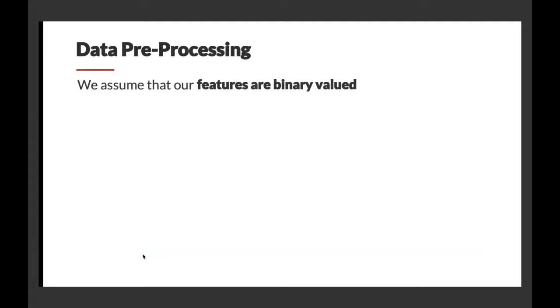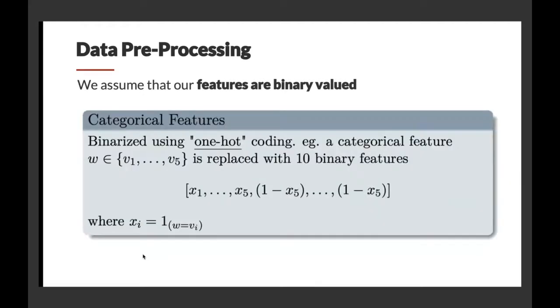And this may seem a little onerous, but there's actually a lot of strategies we can use to transform categorical and numerical data to be binary valued. So for categorical features, we can use what's called one-hot encoding. Essentially, we're going to create a new feature for every possible category value, and then we're just going to put a 1 in the column corresponding to the original value.